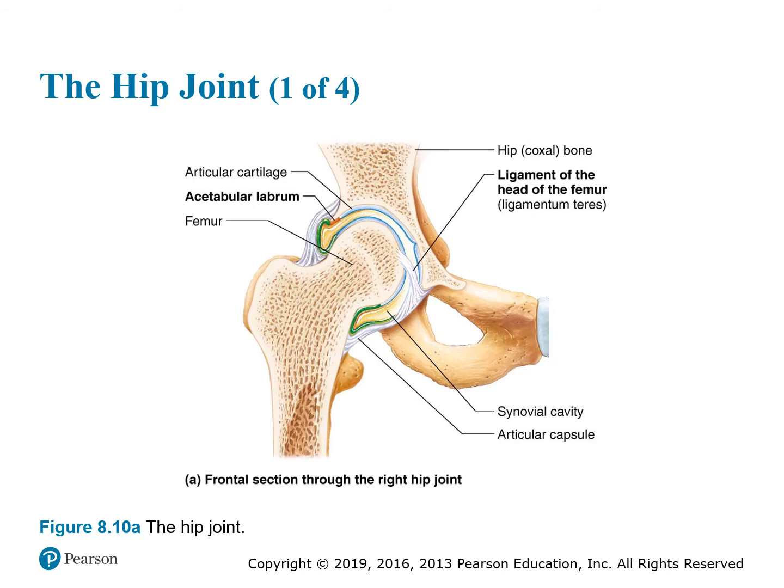Here we have the hip joint. This is a frontal section through the right hip, and we have the femoral head coming in here, the acetabulum, and here is the glenoid labrum, creating more depth to the ball and socket joint. Of course, the articular or hyaline cartilage along the joint surface. This is the ligament of the head of the femur, also known as the ligamentum teres. The synovial cavity is here, the articular capsule.